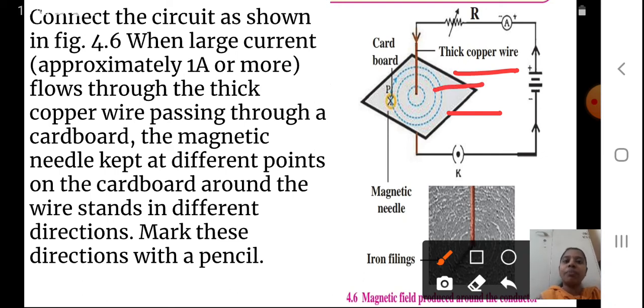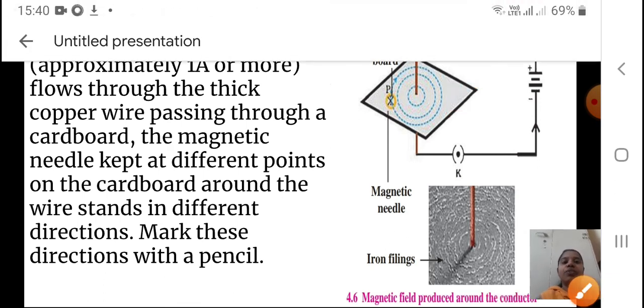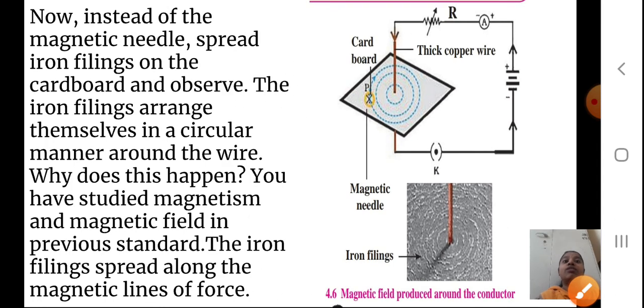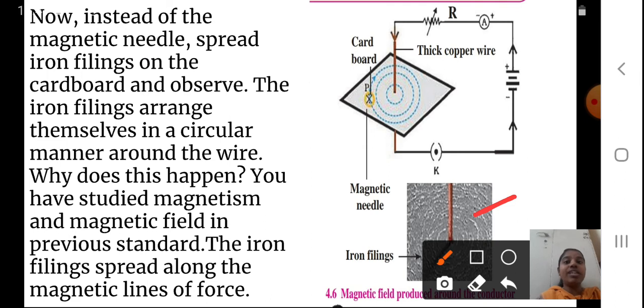What are we getting of the magnetic fields? Yes, like concentric circles. You have studied this. Now, instead of magnetic needles, spread iron filings. I am removing the magnetic needle and I am going to spread the iron filings. What you will see is that the iron filings are also arranging themselves in concentric circles. Observe, the iron filings arrange themselves in a circular manner around the wire.